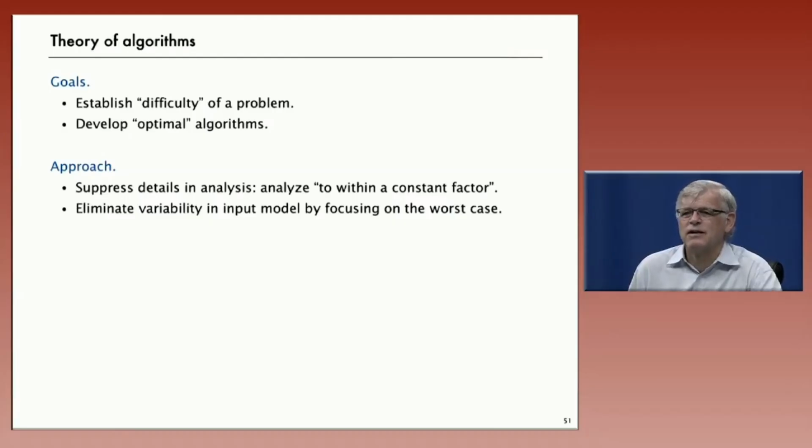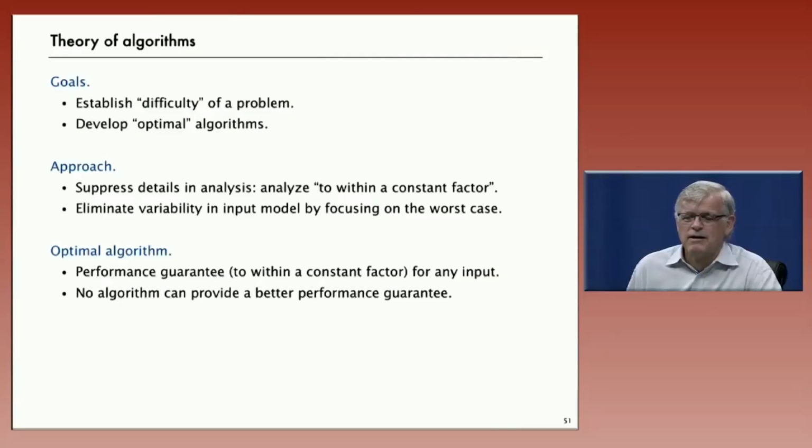Now, the approach that computer scientists use for this is to try to suppress as many details as possible in the analysis. So just analyze the running time to within a constant factor. That's what order of growth is getting at. And also, we want to not worry about the input model at all, so we focus on worst case design. Then we can talk about performance of algorithms just in terms of the order of growth.